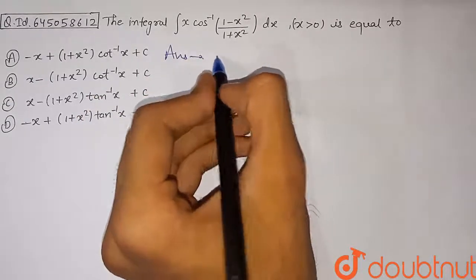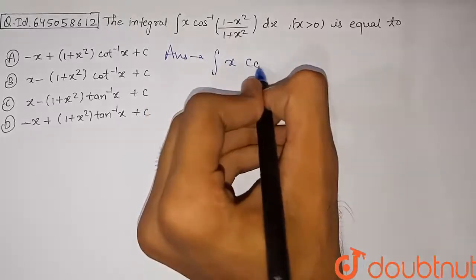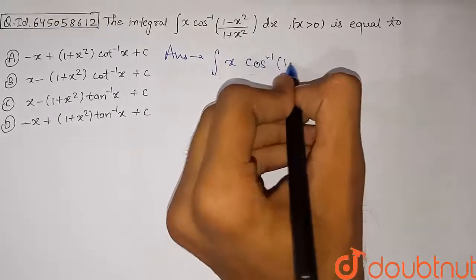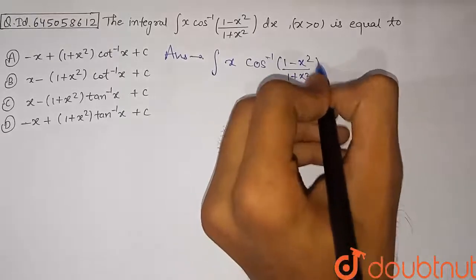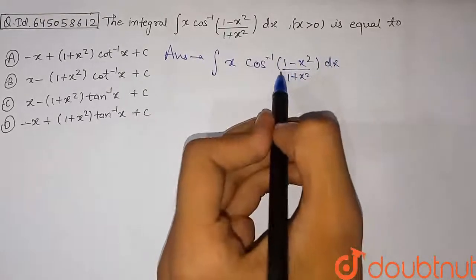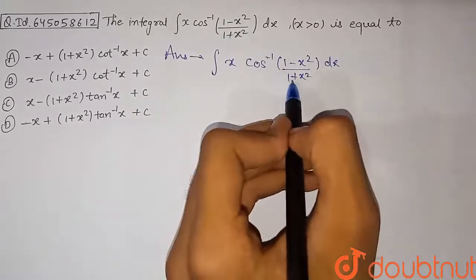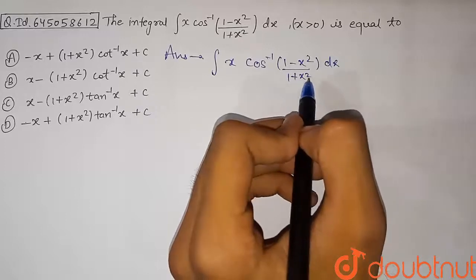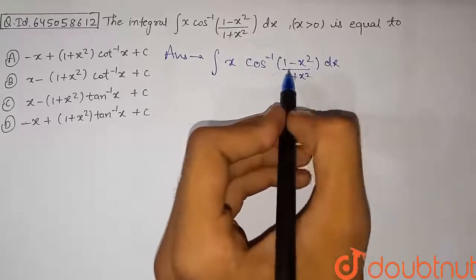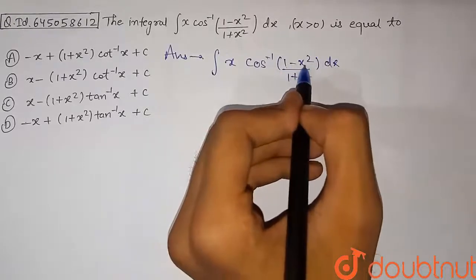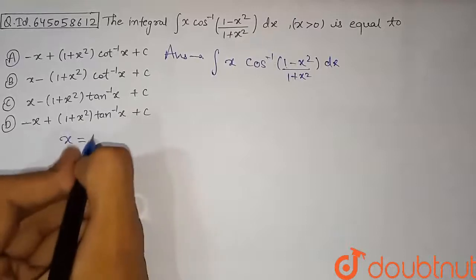We write this integral as integration of x multiplied by cos inverse of (1 minus x square) divided by (1 plus x square), dx. This is a complicated integration, we don't know the integration directly here, so we will use the process of substitution, that is converting this question into an easy integration. So here we substitute x equal to tan theta.